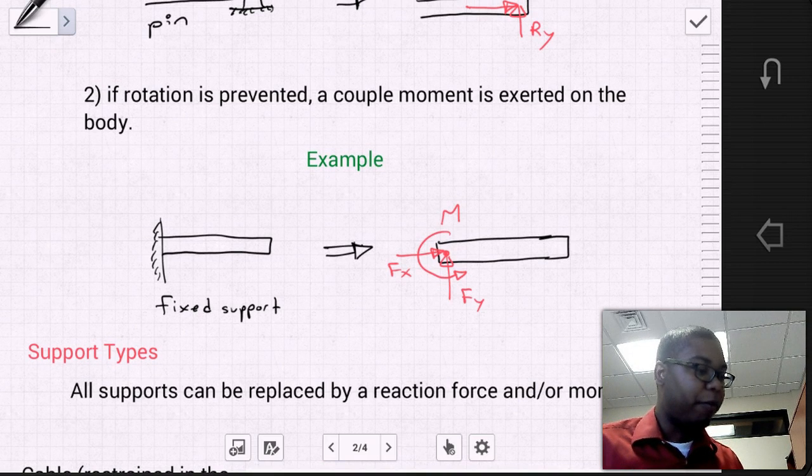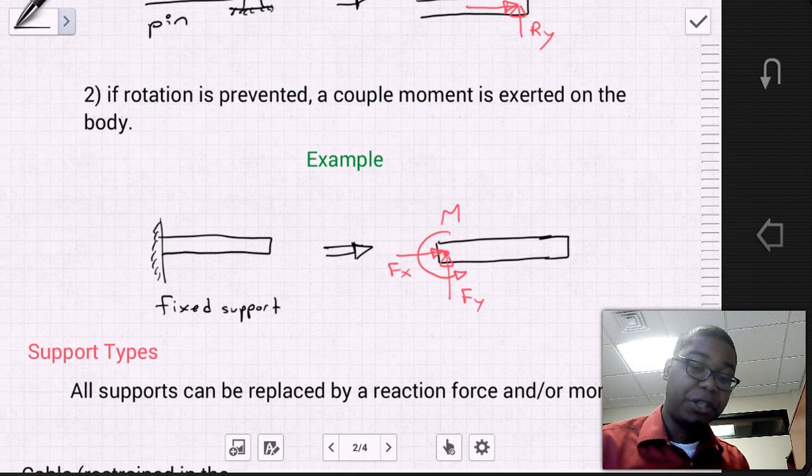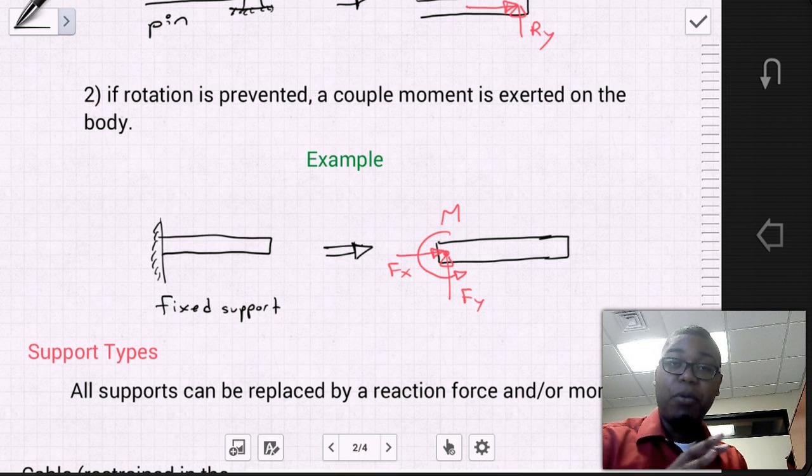So in general, there are many, many different types of support reactions. Every type of support can be replaced with a reaction force and/or moment. The difficulty becomes identifying what those support reactions are, because every support does not have the same number of reaction forces or the same number of moments. Some don't have reaction moments. Some only have one reaction force. So it's important for us to be able to identify.